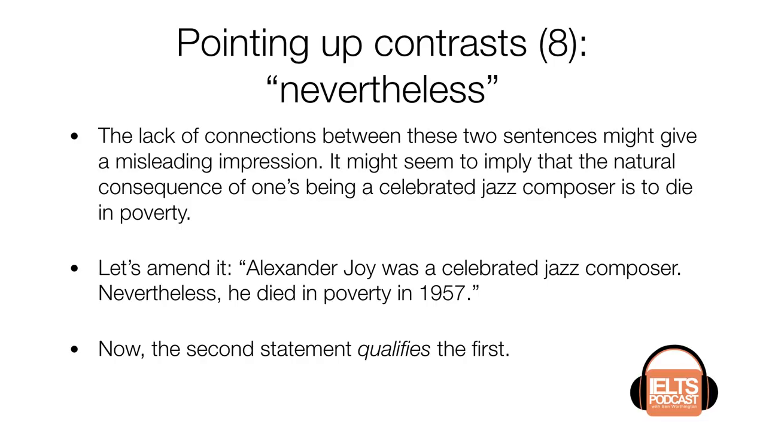So let's fix it. Alexander Joy was a celebrated jazz composer. Full stop. Nevertheless, he died in poverty in 1957. Now, the second statement, nevertheless, comma, he died in poverty in 1957, qualifies the first. You see?